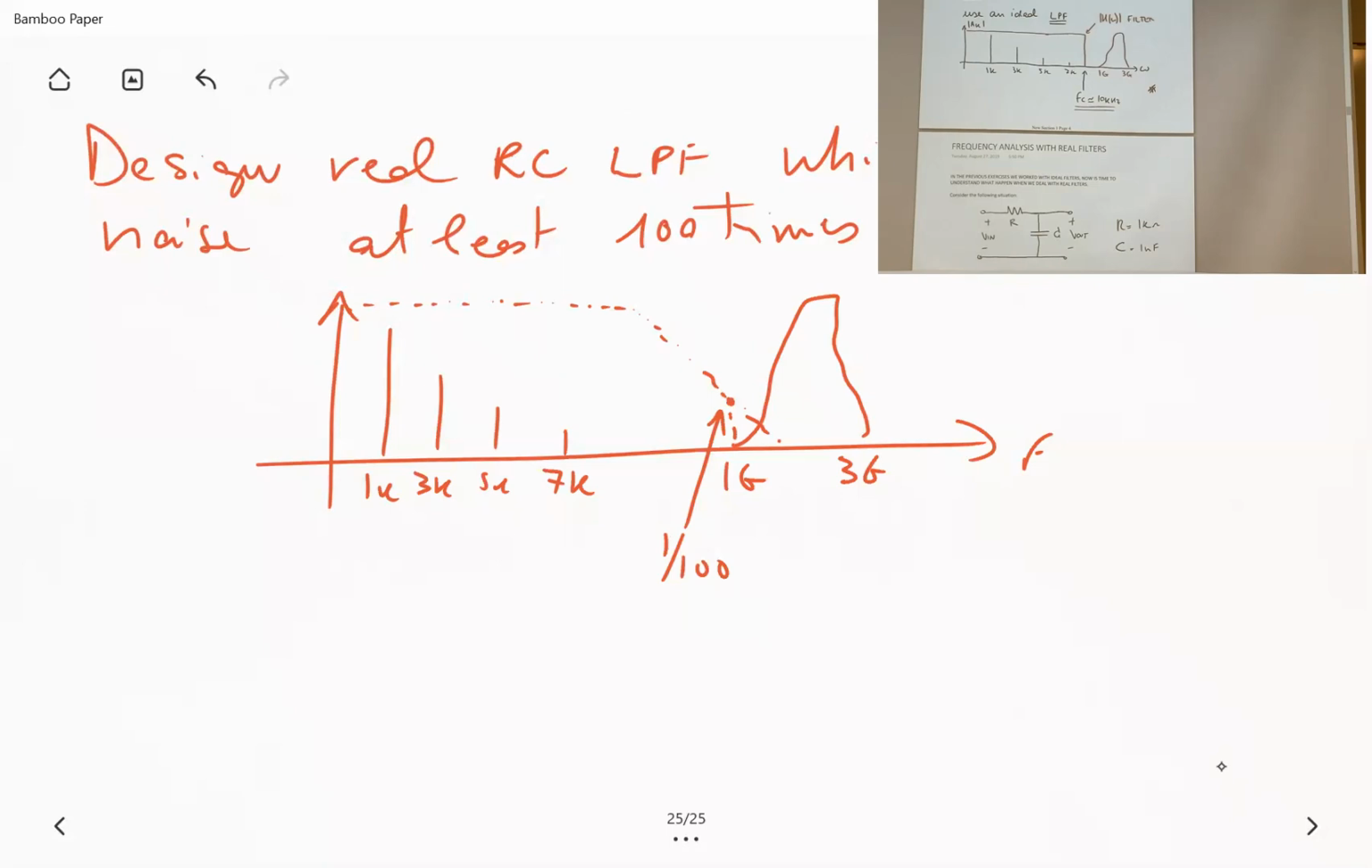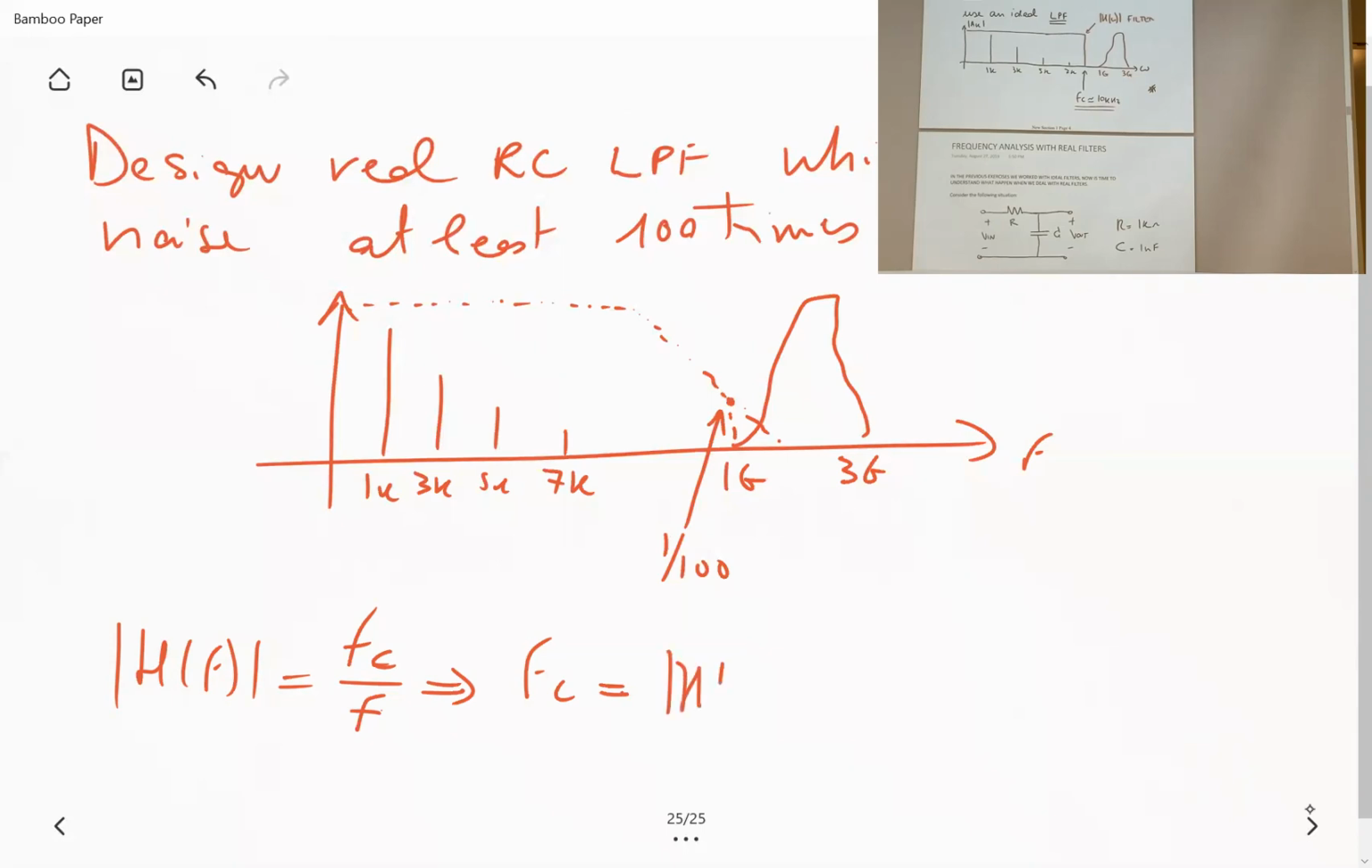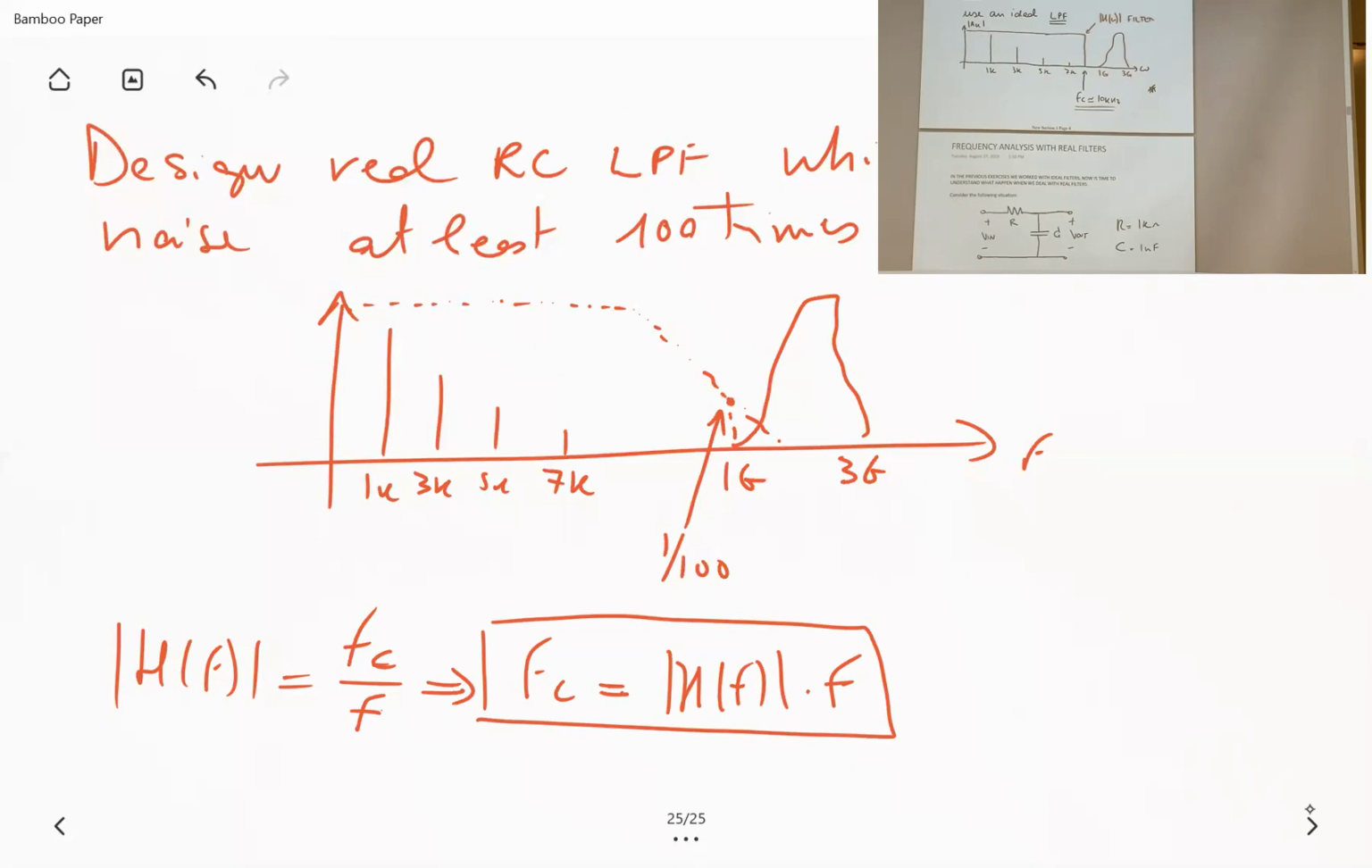So let me see. |H(f)| is equal to fc divided by f. I reverse it. So the problem could have been easily solved just by reversing this. Okay, this is the formula for the cutoff frequency. And now the problem is just what value I give f. Well, f is the point where the noise starts, which is 1 gigahertz, okay? So here, f should be equal to 1 gigahertz.